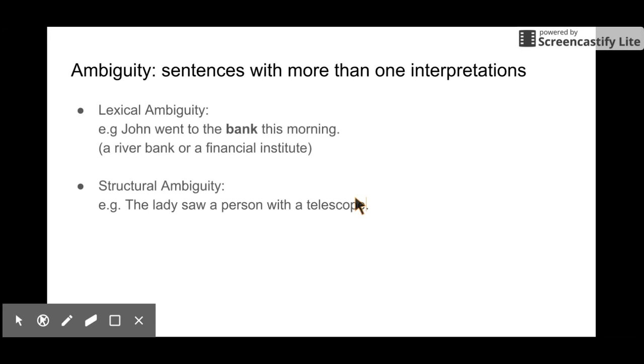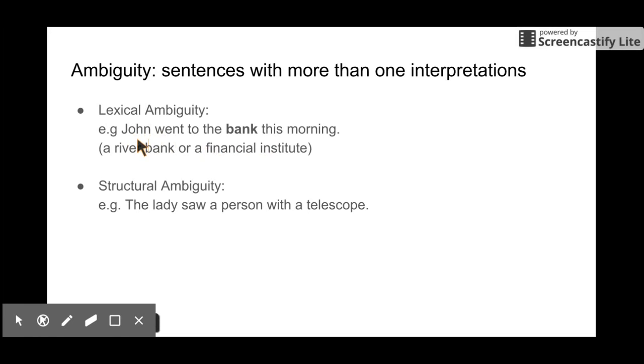Now I want to talk about ambiguity. So ambiguity means that a single sentence has multiple interpretations. And there are several types of ambiguity. Lexical ambiguity is one of the most common ones. This is easy just simply because of a word with multiple meanings.